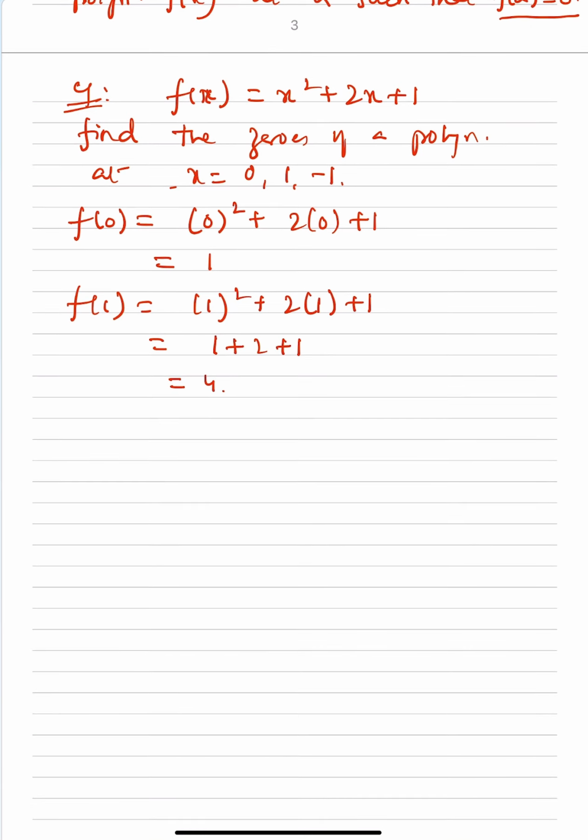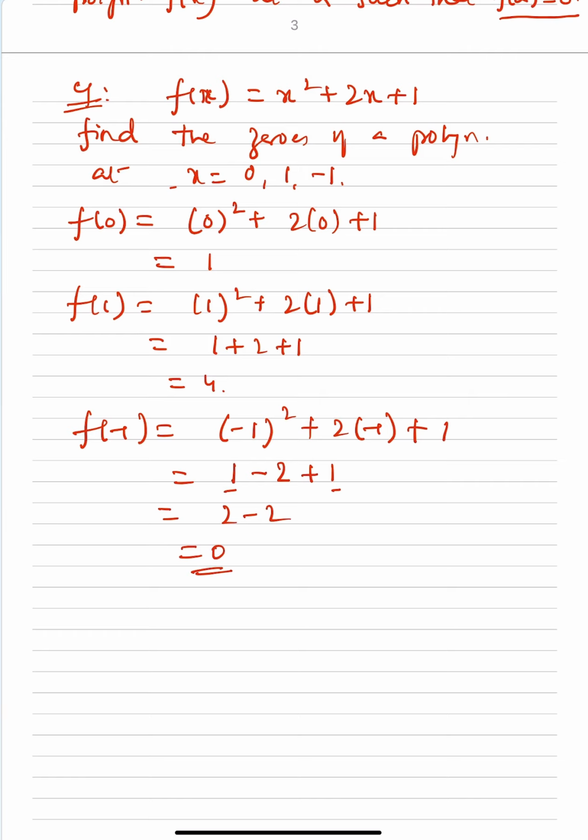So it is not 0. This is the value of the polynomial. Now let us take minus 1. Minus 1 square plus 2 into minus 1 plus 1. This is equal to 1. Minus 1 square is 1. Then minus 2 plus 1. This is nothing but 1 plus 1 will be 2. Minus 2 is equal to 0.